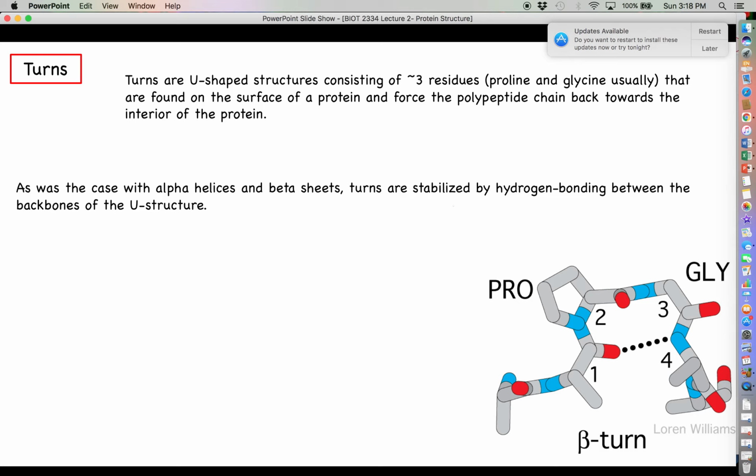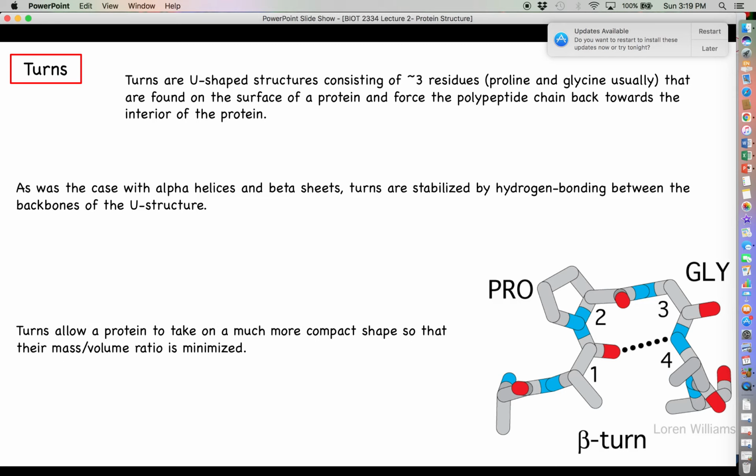So as was the case with alpha helices and beta sheets, turns are also going to be stabilized by hydrogen bonds, usually between the backbones of the actual U-shaped structure here. So here you can see we have a hydrogen bond between the carbonyl oxygen of the first amino acid and the nitrogen and hydrogen of whatever the fourth amino acid is meant to be here. So even though turns aren't strictly secondary structures, like secondary structures, they are stabilized by hydrogen bonding. Turns are important because they allow a protein to take on a much more compact shape so that its mass to volume ratio can be minimized and we can fit a much larger number of proteins inside the cell.